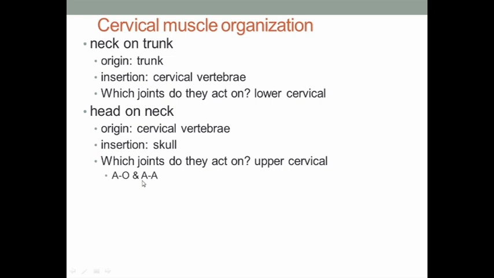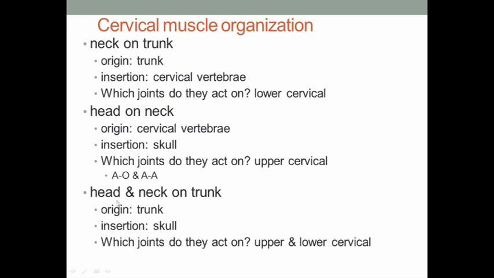The third group, the head and neck on trunk muscles, of course originate from the trunk and insert on the skull, so they're crossing both upper and lower cervical spine, so we need to consider potential movements at each of those regions. We're now going to look at a series of video clips that will cover the specific muscles in each of those groups in more detail.